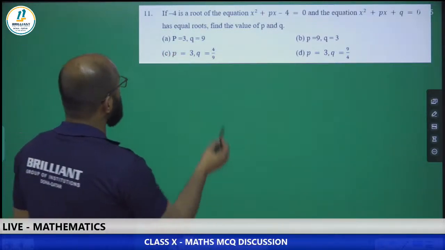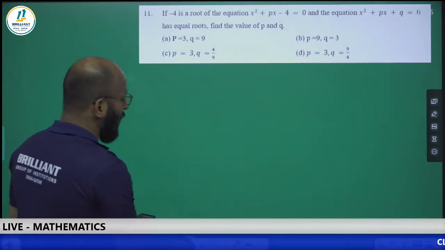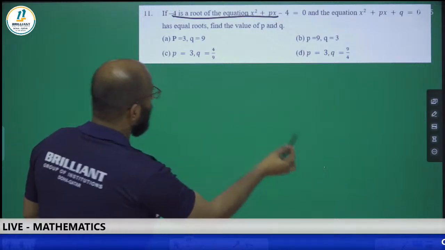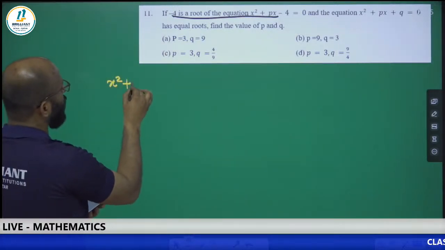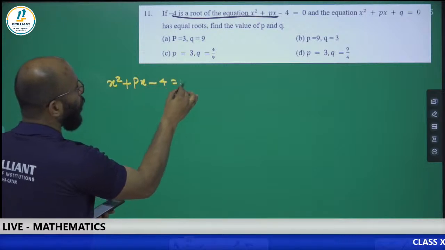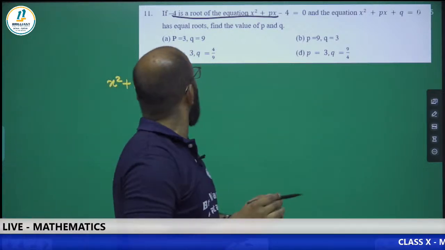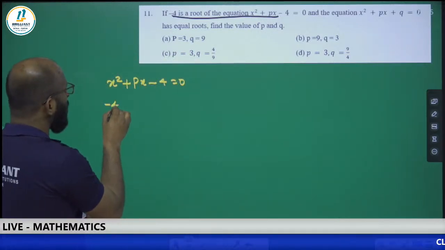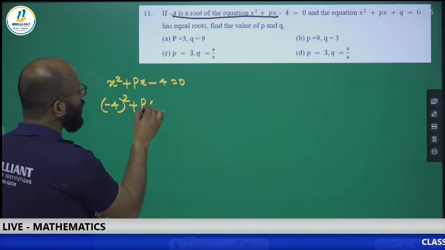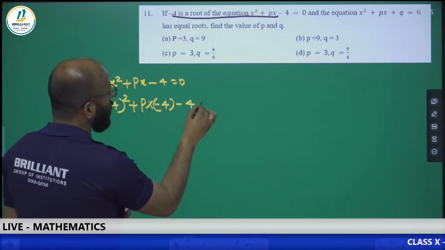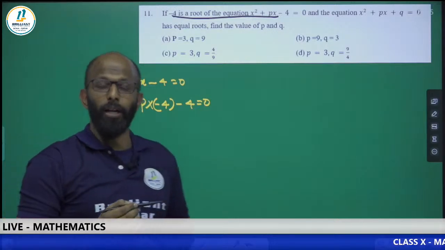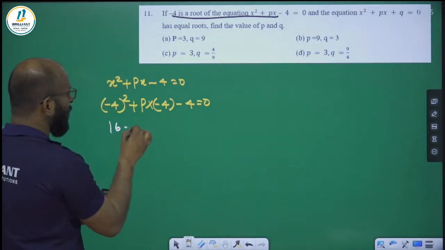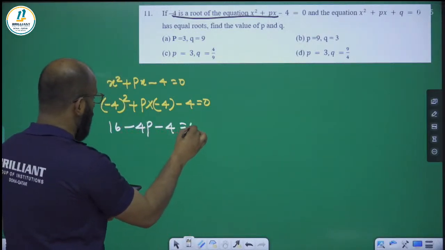Now the first condition is minus 4 is a root of the quadratic equation. So we will consider that concept here. The quadratic equation is x square plus px minus 4 is equal to 0. It's given minus 4 is a root. So we can put x is equal to minus 4 here. Minus 4 the whole square plus p into minus 4 minus 4 is equal to 0. So what is minus 4 the whole square? 16. We'll get 16 minus 4p minus 4 is equal to 0.